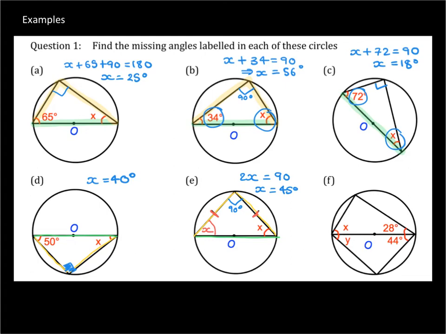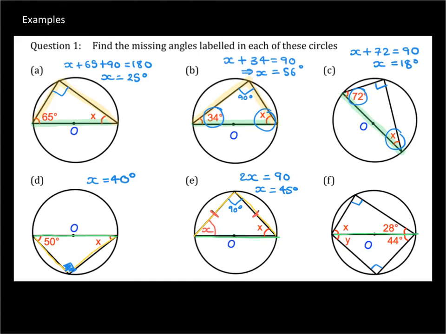Now, example F, we've got two triangles within semicircles within this circle. So here's the diameter. Now there's an angle of 90 degrees up at the top here and an angle of 90 degrees at the bottom here.